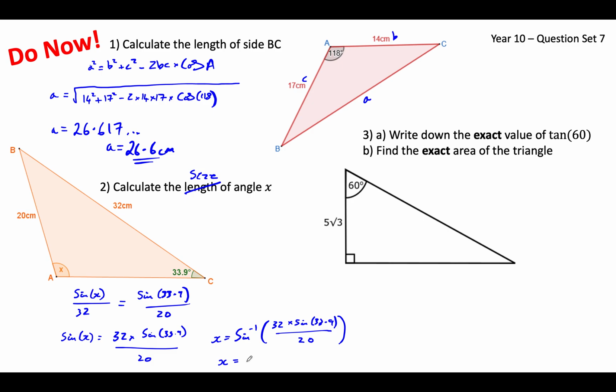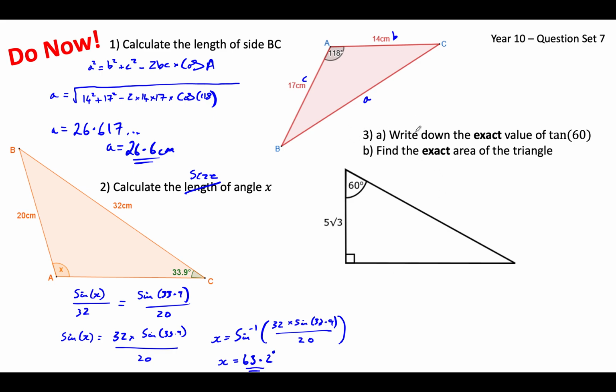And the answer to that one is, up to one decimal place, 63.2. It's 63.1754. So I'm going to round it to one decimal place again: 63.2 degrees.